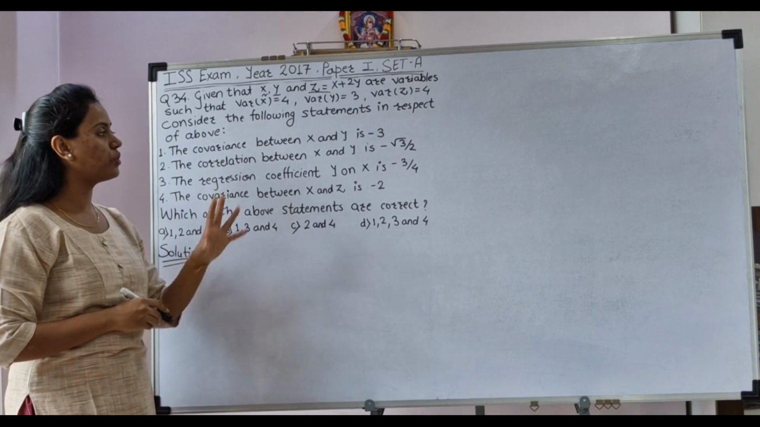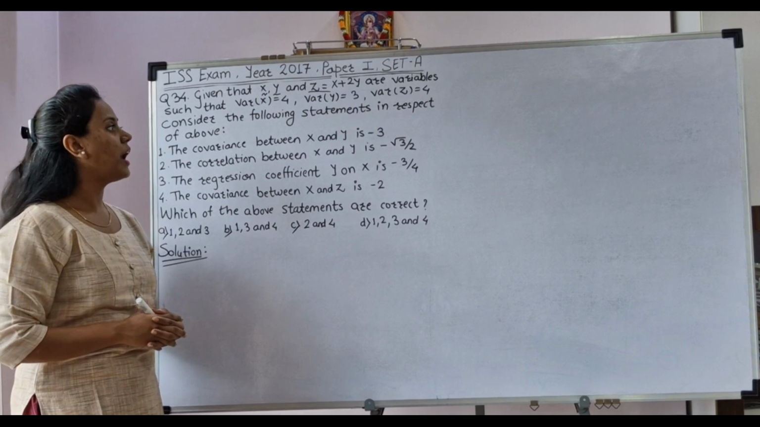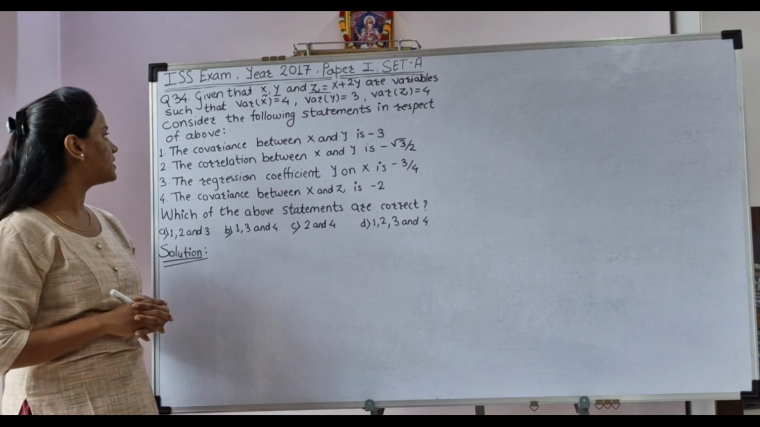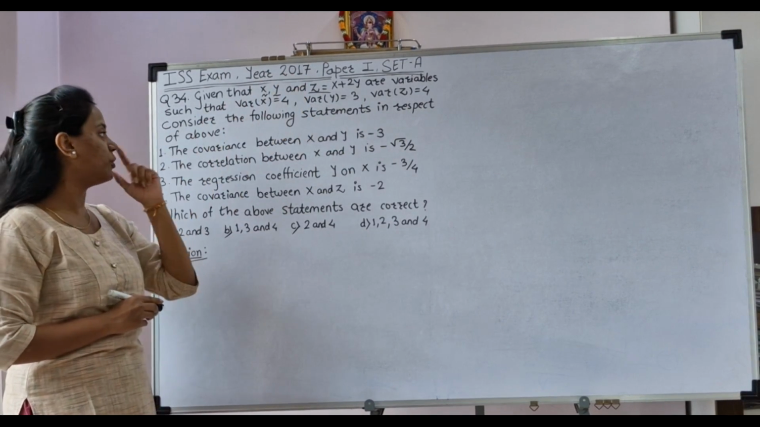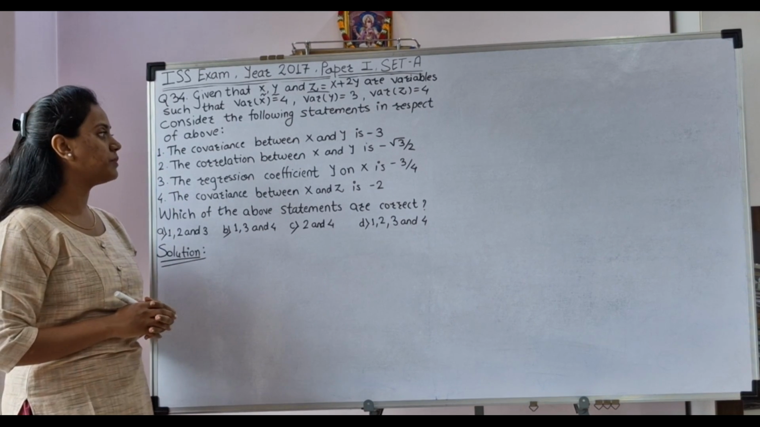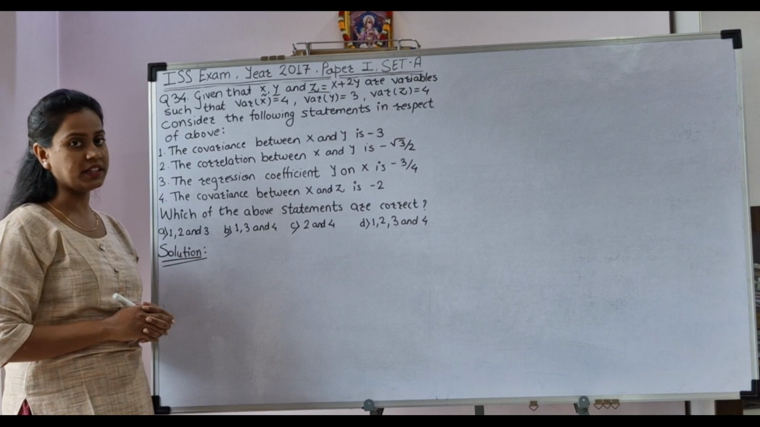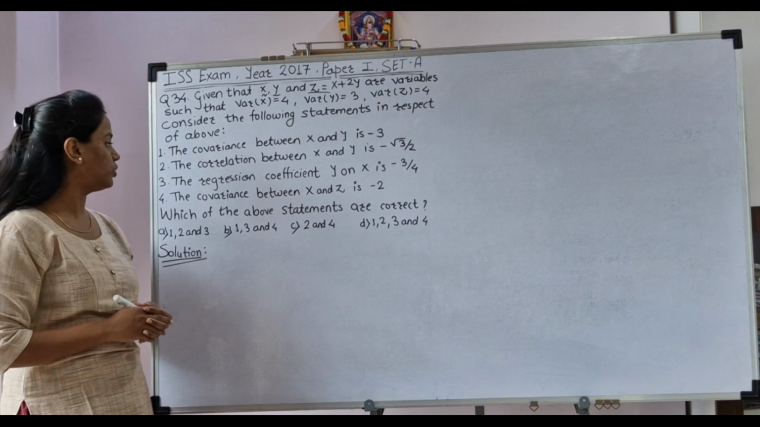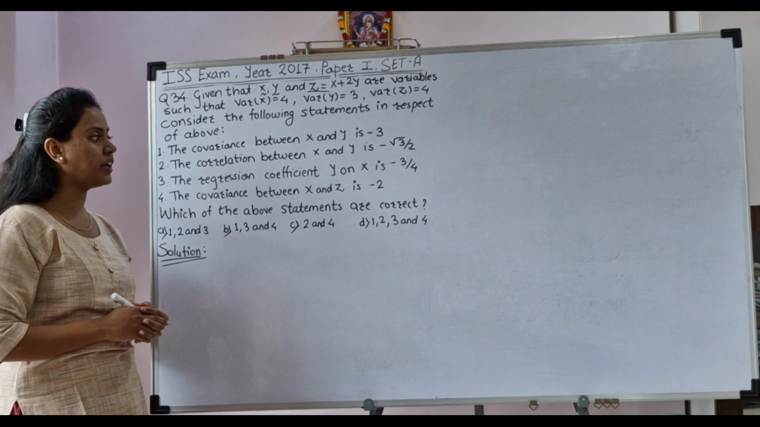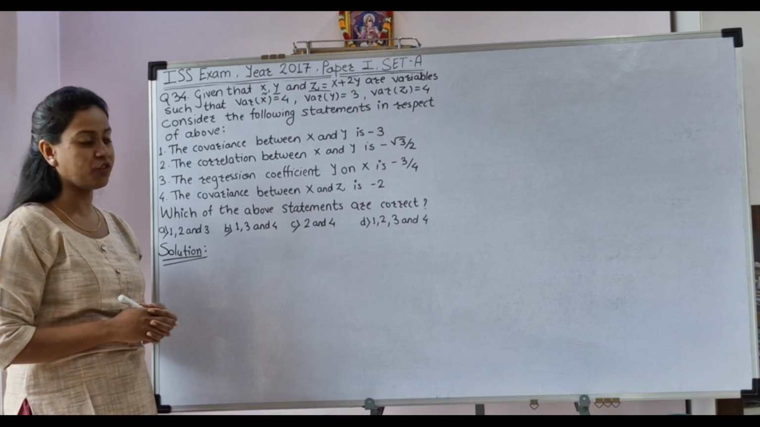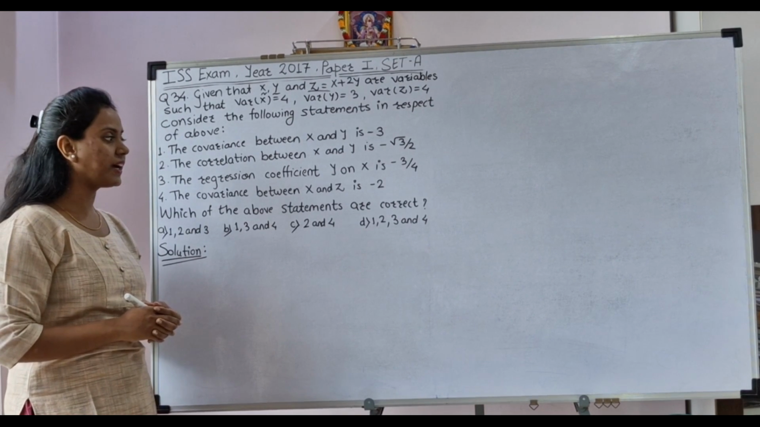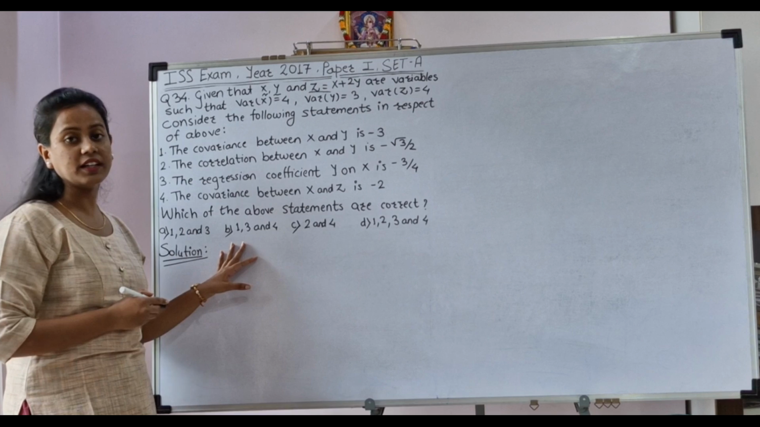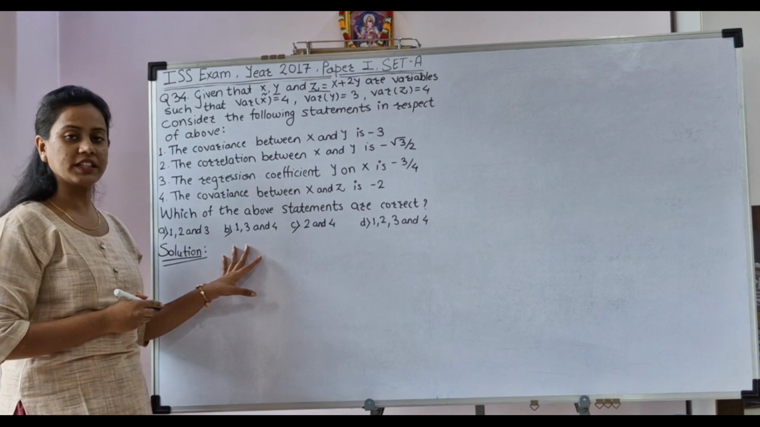of x equals 4, variance of y equals 3 and variance of z equals 4. Consider the following statements in respect of the above information. First, the covariance between x and y is -3. Second, the correlation between x and y is -√3/2. Third, the regression coefficient y on x is -3/4. Fourth, the covariance between x and y is -2. Which of the above statements are correct? And here 4 options are given.